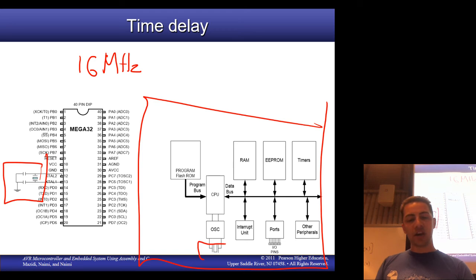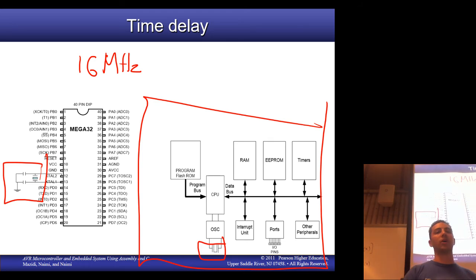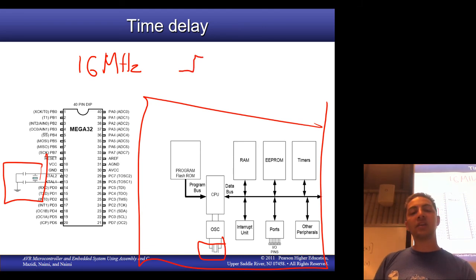Okay, oscillates at 16 megahertz. And here it is here. There's the oscillator. That is responsible for all timing through the processor. When you look on your assembly sheet and you see that something takes 1 cycle, that is 1 cycle of the clock.